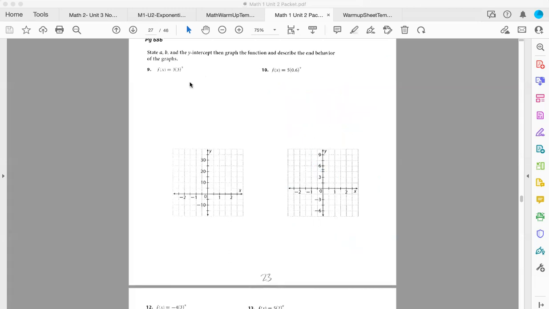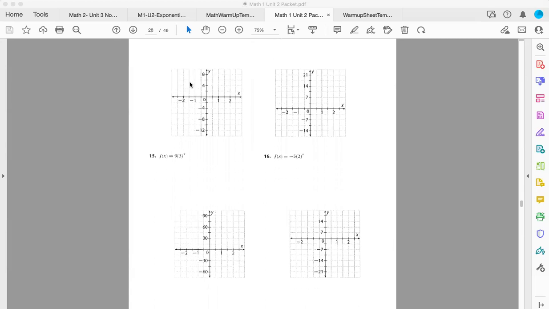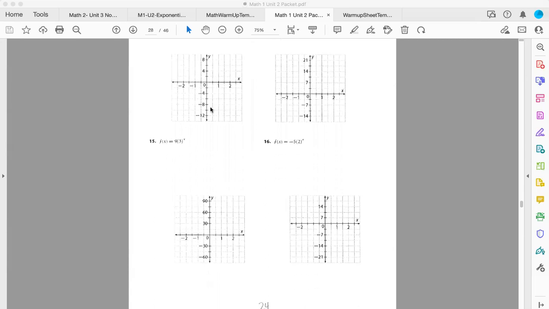So this is that question. The rest are very similar. For those of you who don't know what the negative does, it just flips the graph. So if the graph goes this way, the negative flips it about the x-axis. So your graph is going to look like this. Okay, that's what a negative does.